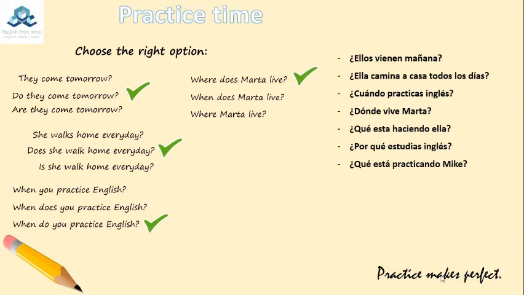¿Qué está haciendo ella? What is doing she? What she is doing? What is she doing? And the correct one is, y la correcta es, what is she doing? Remember, in Spanish, we place a subject at the end. En español podemos colocar el sujeto al final. It's okay, está bien. But in English, that's not the case. En inglés no es así.